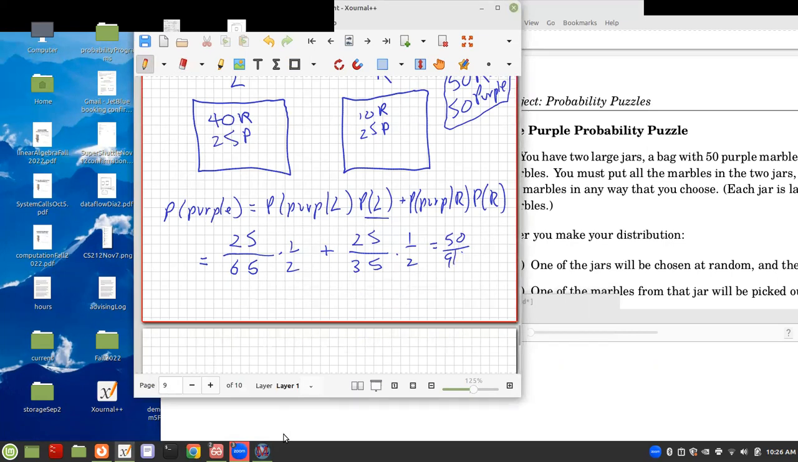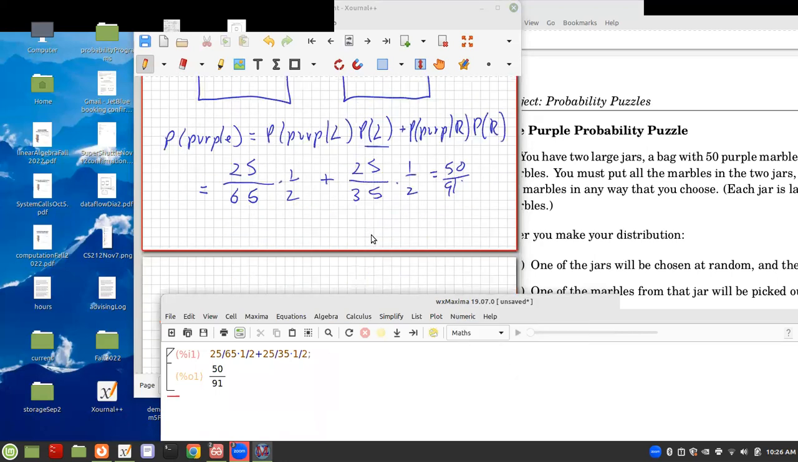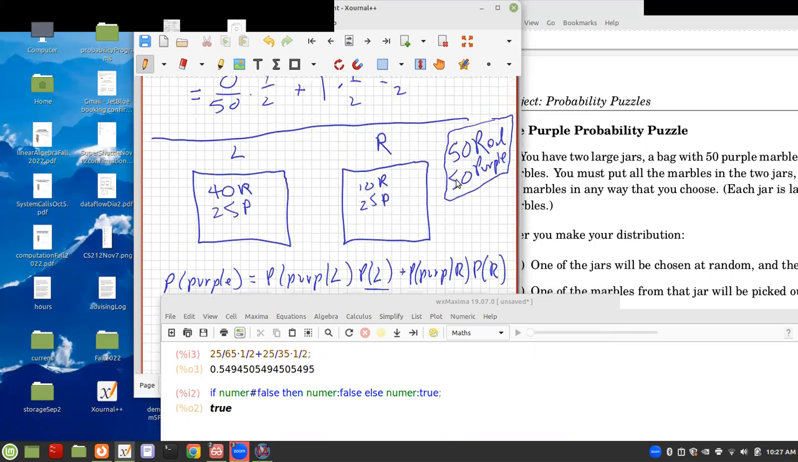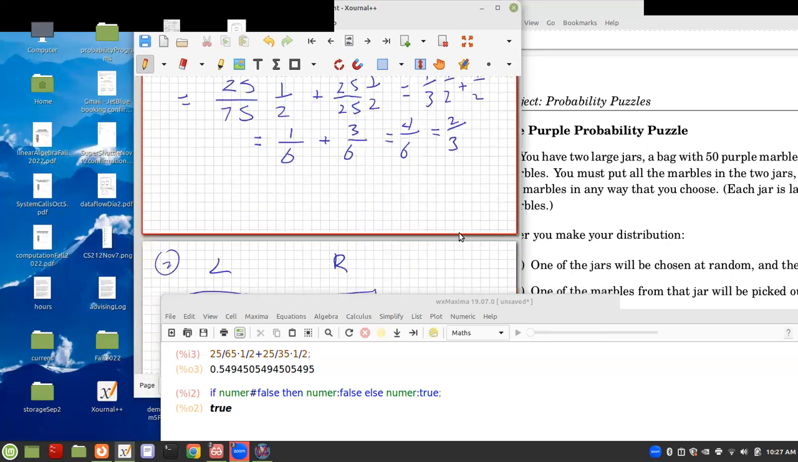Let me bring this window to the front all the time. Okay, so there's 50/91. We want to know, well, what is this numerically? So we toggle the numerical output, do this again, and we see that this is a fraction of about 0.55. Well, this is slightly above 50. So it's a little bit better than 1/2, but 2/3 is approximately equal to 0.67. So it doesn't get up to this stage.